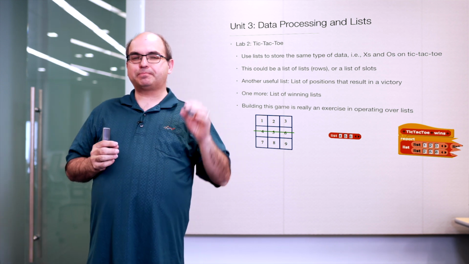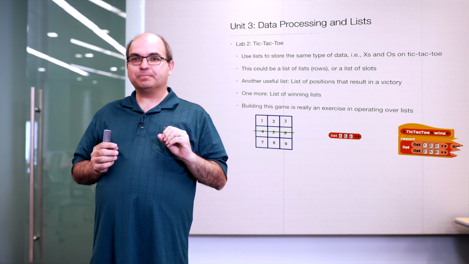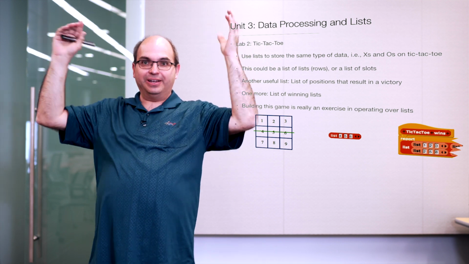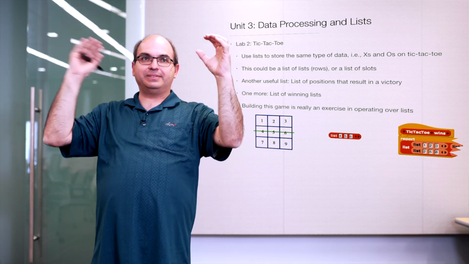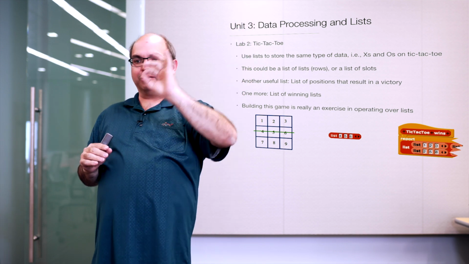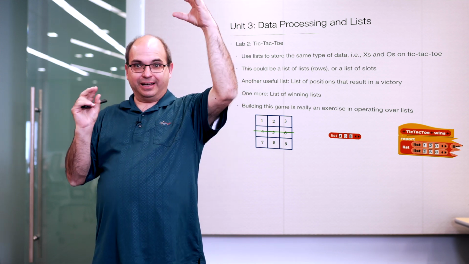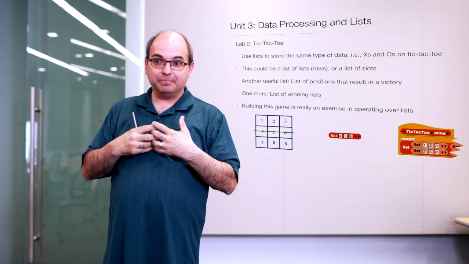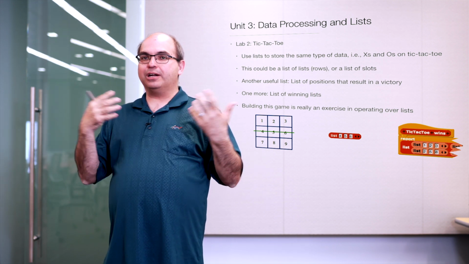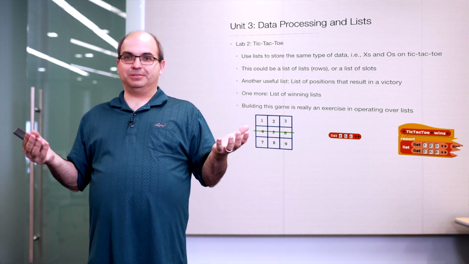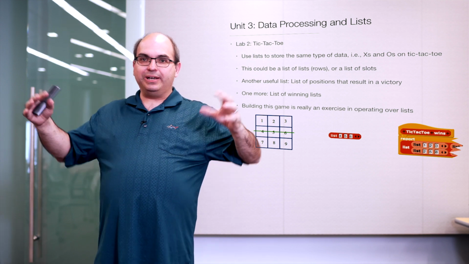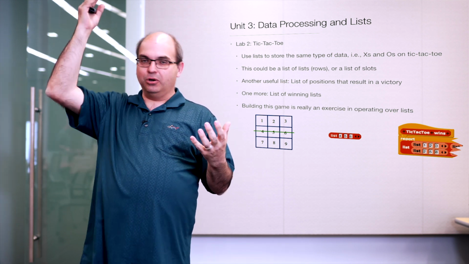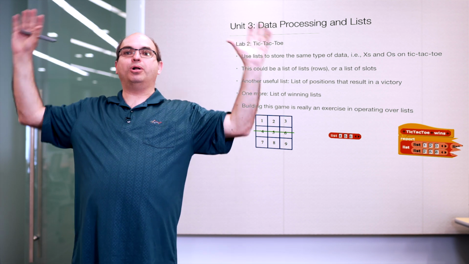Here's another useful list. I want to see a victory formation. A simple victory formation is when the first row is all the same. That first row is 1, 2, 3. That's a victory formation. Another one might be 4, 5, 6, or 7, 8, 9. Or it could be a diagonal, 1, 5, 9. That's a list of positions. If all of these are the same, then that person won. And another kind of list could be a list of winning positions. A particular winning formation might be 1, 2, 3, but there's lots of ways to win: 4, 5, 6, 7, 8, 9, 1, 4, 7, etc. So you can have a list of all the possible ways to win.